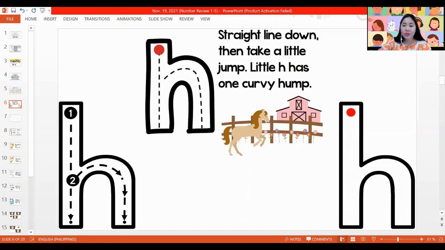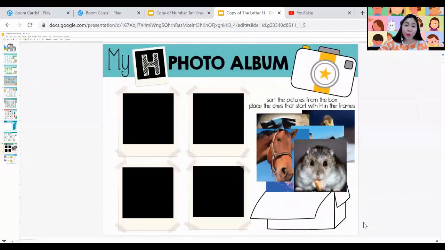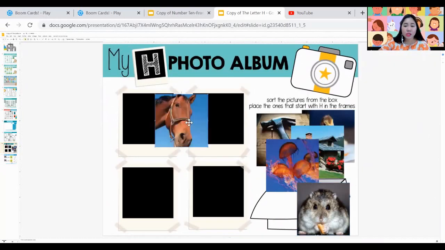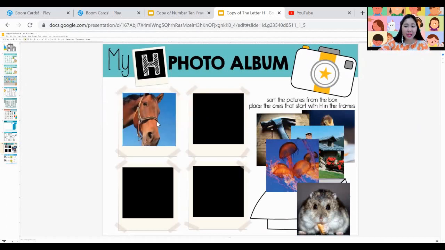Very good. So let's look at our letter H photo album. We have to paste pictures that begin with the letter H. So let's start with horse. Horse. Should horse be inside our album? Yes, because horse begins with the letter H.